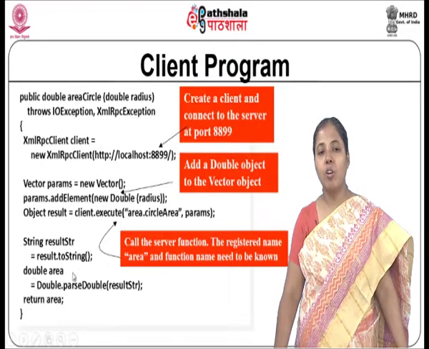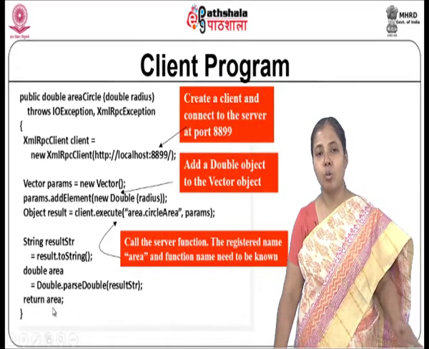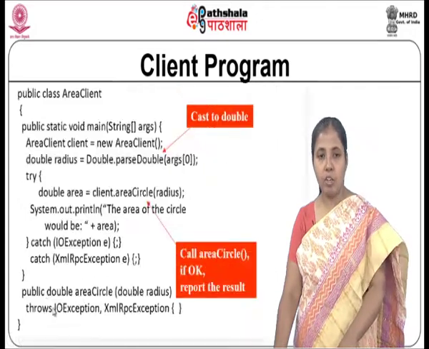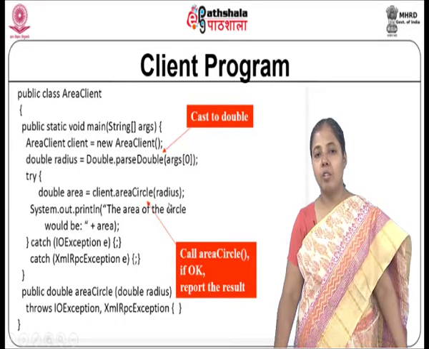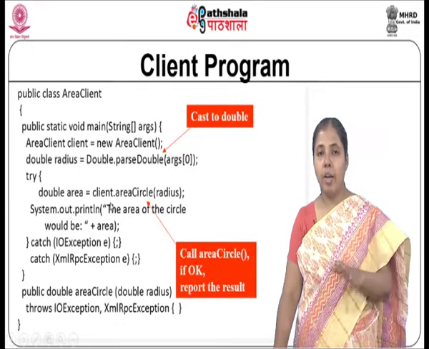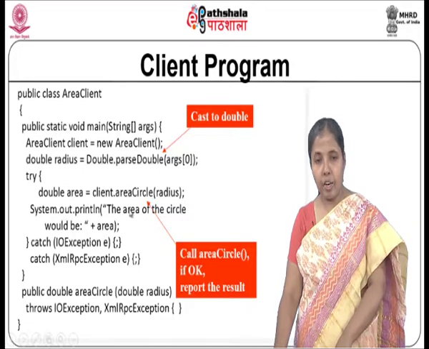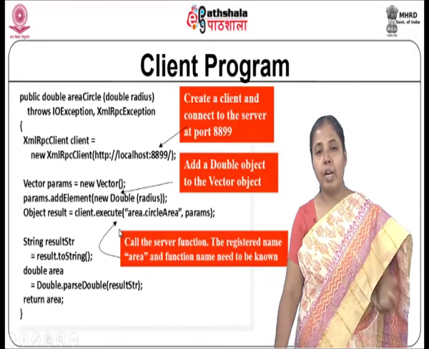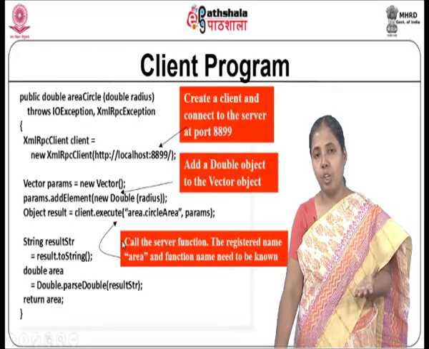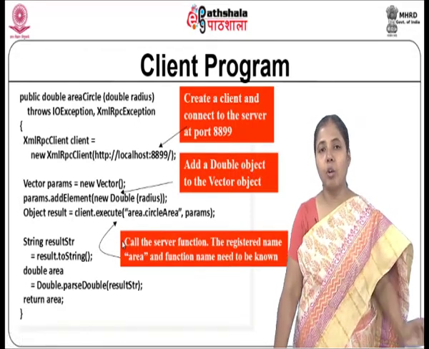So, now this function returns the resultant area to the previous method, that is the method which has called it. Within the main method you have called the area circle passing the radius. So, within this area circle, you have created a client program and you have called the remote procedure, got back the result, converted it to the double value, and you are giving it back to the main method.